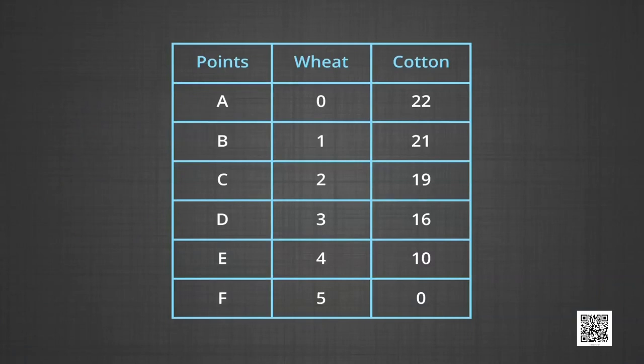If this economy chooses to produce 16 bales of cotton, what is the maximum amount of wheat that it can produce? You can see from table 1 that this will be 3 tons at point D. Suppose this same economy chooses to produce 2 tons of wheat. Can it produce 20 bales of cotton? Table 1 tells you it cannot. The maximum cotton it can produce, if it produces 2 tons of wheat, is 19 bales at point C.